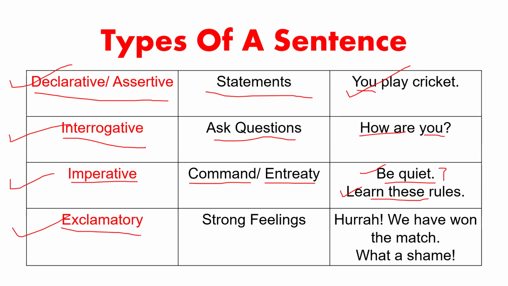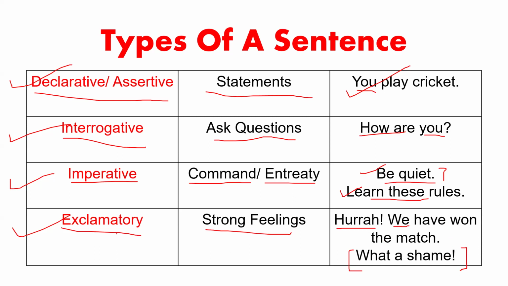And when we come towards the exclamatory sentences, the very word in itself tells us about the strong feelings that are expressed in such sentences. Like, for example, the feelings of happiness: hurrah, we have won the match, and what a shame. Here a certain type of feeling is explained. So you see here we have a subject, we, and it is the last type of a sentence.